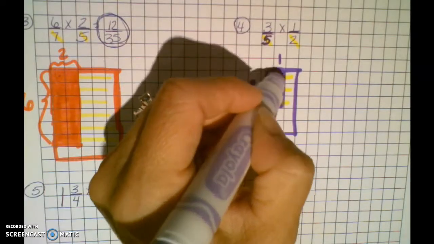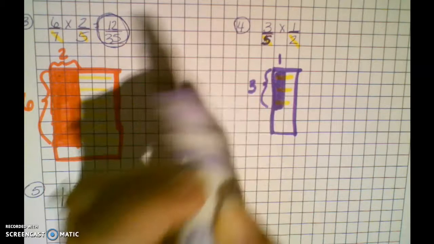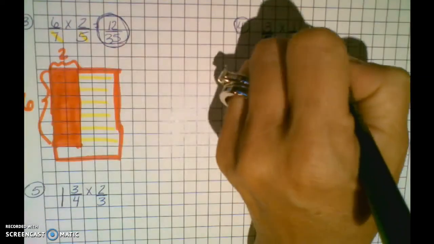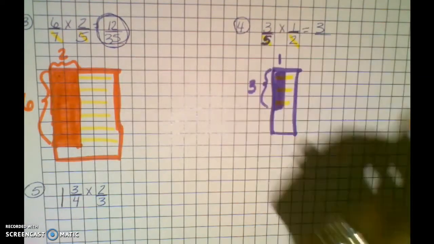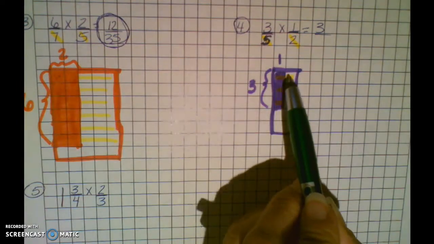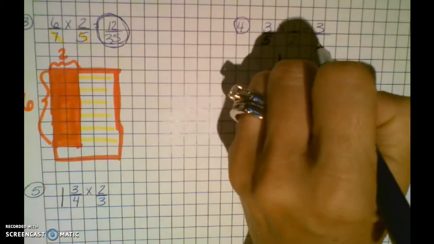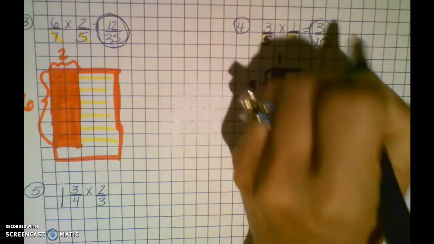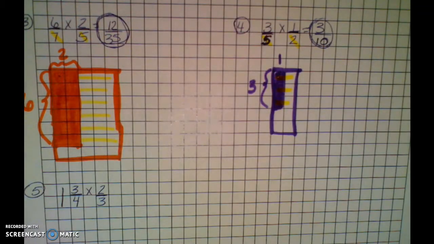So when I shade in my model here, I have shaded in 3 pieces out of, well, a 2 by 5, out of 10 pieces that make the whole. So my product here is 3/10. And again, that does not need to be simplified.